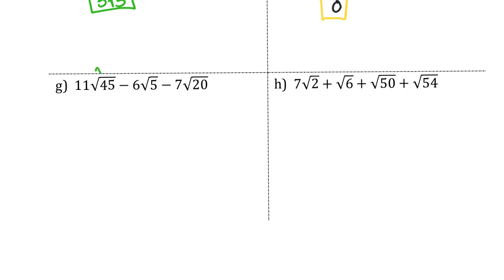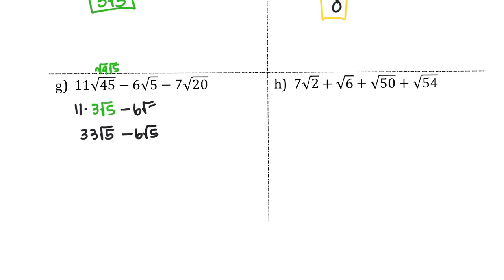45 is 9 times 5, so that's 3 square root 5. But don't forget there is 11 in front of the radical. So that's 11 times 3 square root 5, which is really 33 square root 5. Now let's look at the next term. I have minus 6 square root 5. Actually, I really like that because now I have a matching radicand. So that's a good sign.